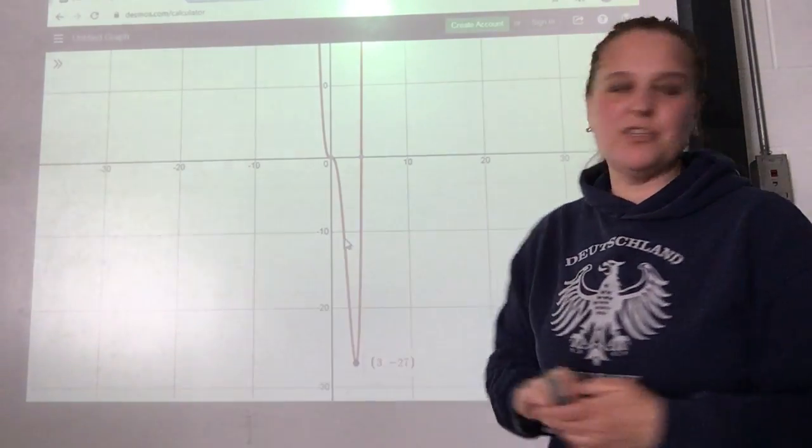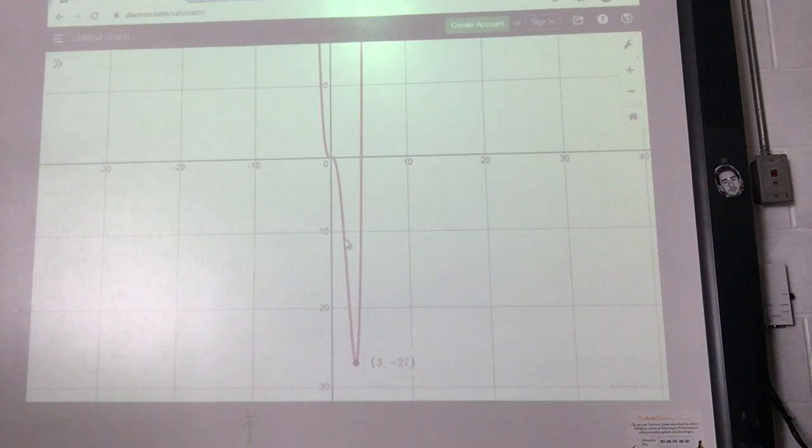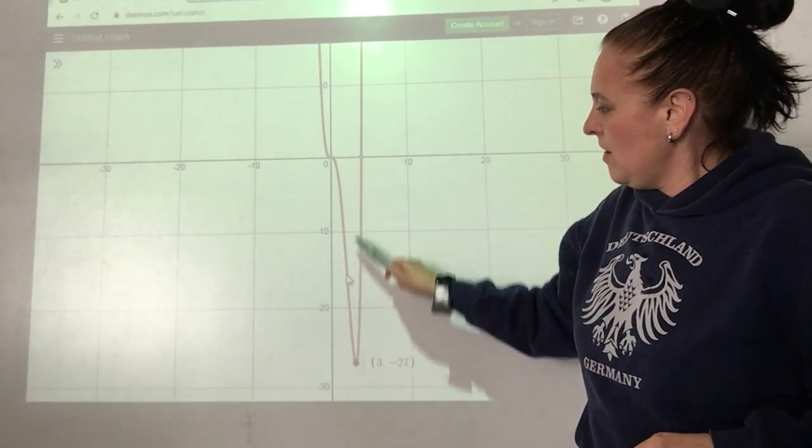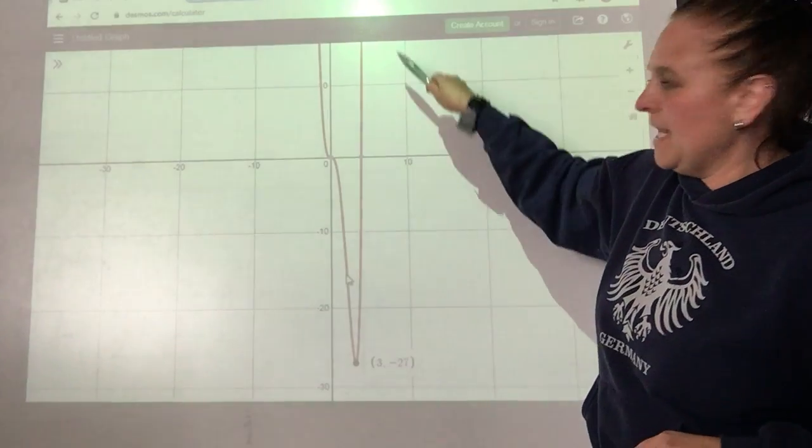Actually, the concavity is here. I don't know if it's going to show. Our inflection point is at 2. I don't know if I can get it exactly. I'm going as fast as I can. 2, negative 16. Okay, well, it's somewhere around there. So we see that it's concave up, concave down, and then it switches again to concave up.